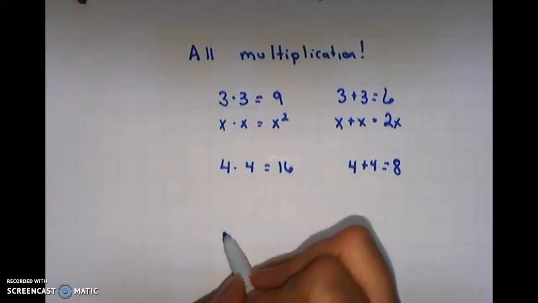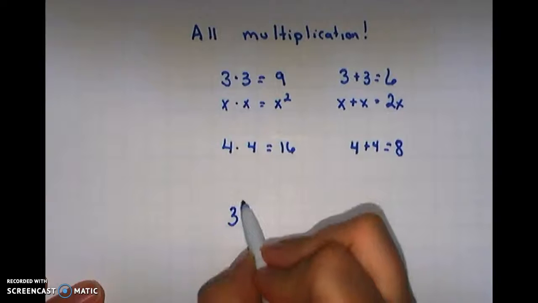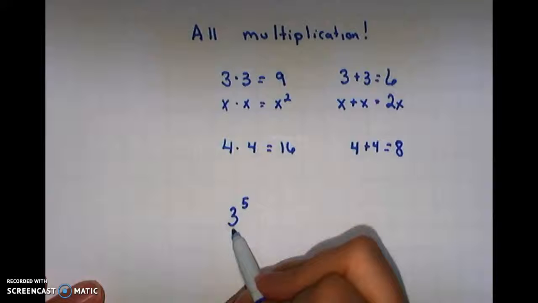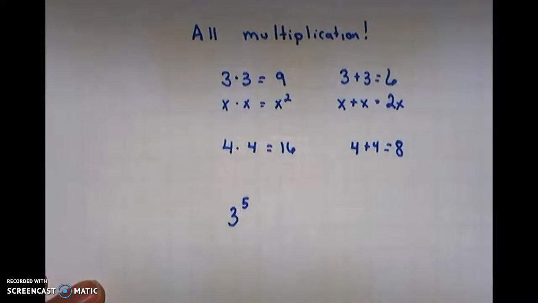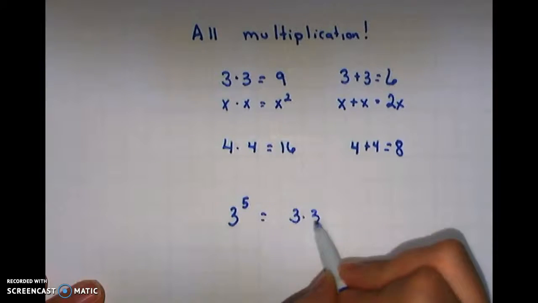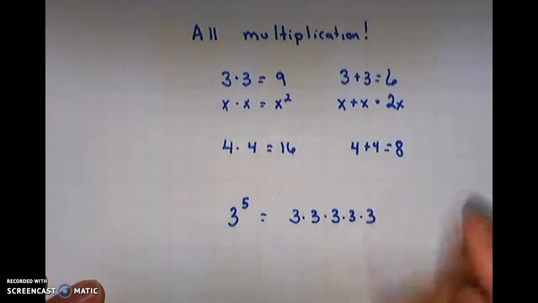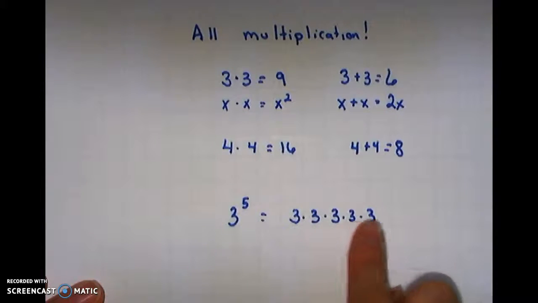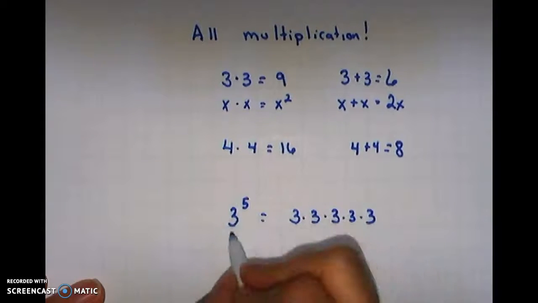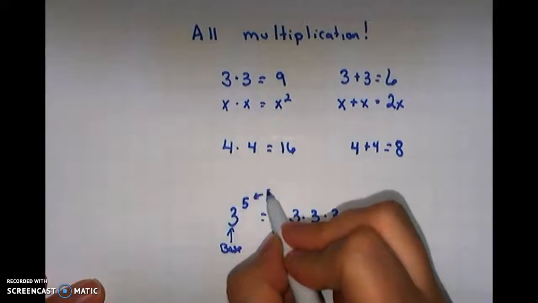So when we're looking at exponents, first of all, we have the base and we have the exponent. This is simplified form. We have one base and one exponent. Expanded form is the meaning of what 3 to the 5th is, which means 3 times 3 times 3 times 3 times 3. 3 times itself 5 times. Okay, so again, we've got the base and the exponent.